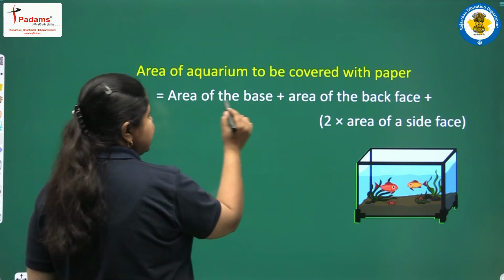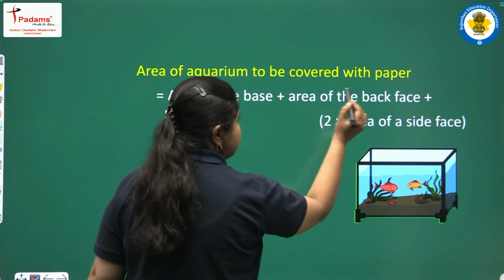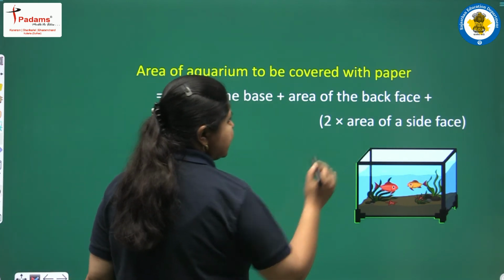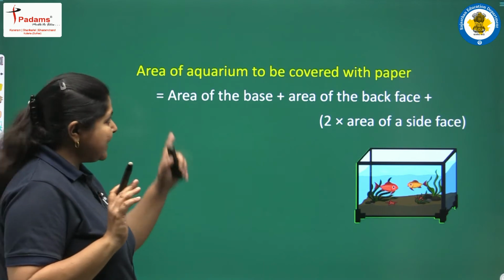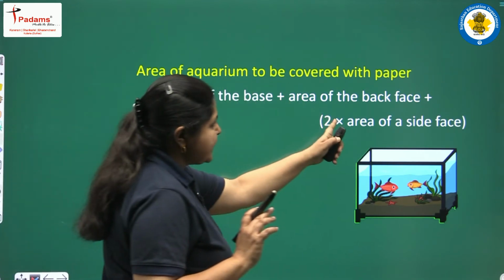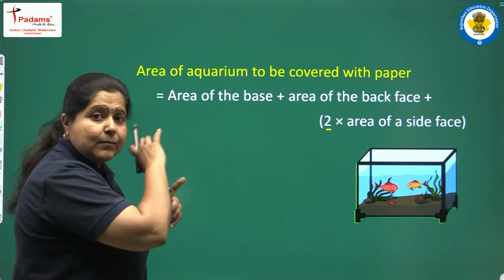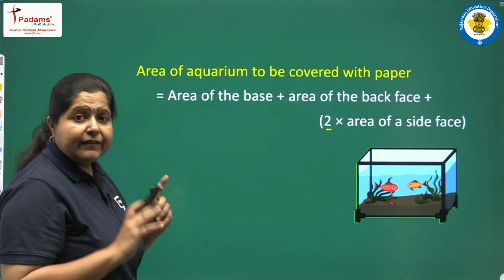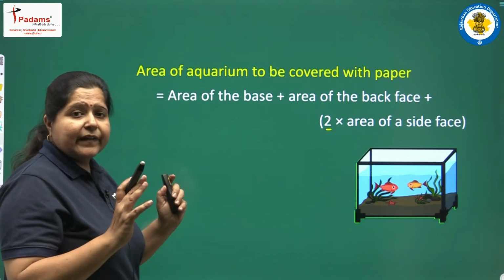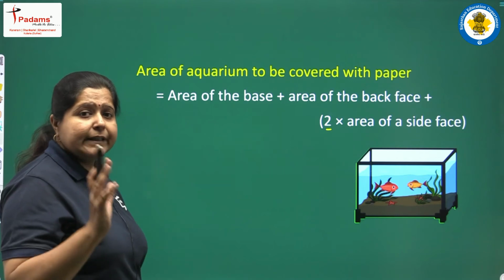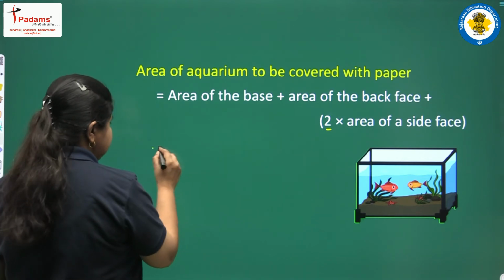It will be equal to area of the base plus area of the back face plus 2 times area of a side face. आप देख रहे हैं बेस चाहिए, बैक फेस और फिर साइड फेस दो लेने हैं. So we will multiply it by 2. The sum of these areas will give us the area of that part of aquarium which has to be covered with colored paper. Now we can add these areas.